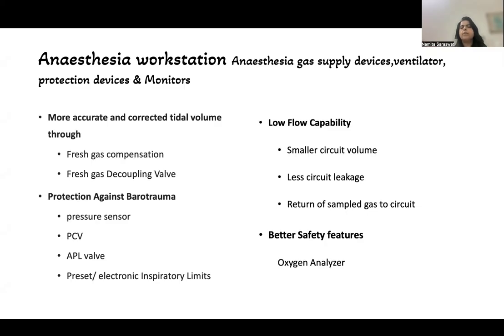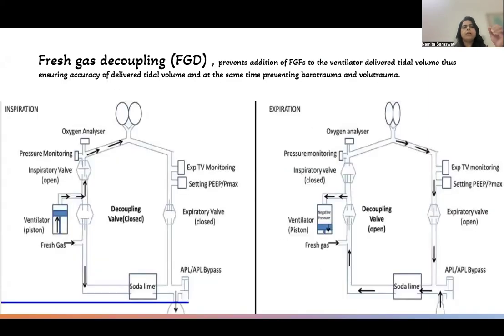The most important is the oxygen analyzer, and FiO2 concentration can be measured. Now, just a few words about the fresh gas decoupling device. What does the fresh gas decoupling valve do? It prevents addition of the fresh gas flow to the ventilator-derived tidal volume. Thus, it will ensure the accuracy of the delivered tidal volume, at the same time preventing barotrauma and volutrauma.